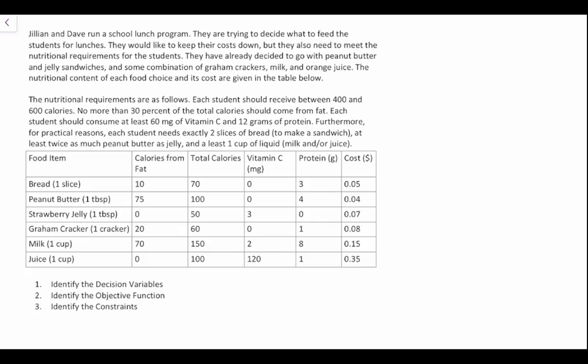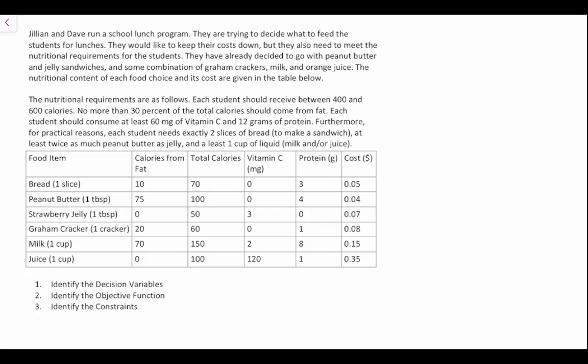And what we see here in the table is calories from fat, total calories, vitamin C in milligrams, protein in grams, and our cost in dollars. And then along our rows, we see our food item, and we see that bread is per slice, peanut butter is per tablespoon, strawberry jelly per tablespoon, graham crackers per cracker, milk per cup, and juice per cup.